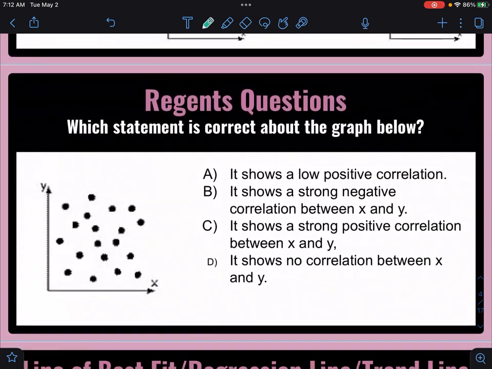Which statement about this graph shown below is true? Well, I don't see them going up or down. It kind of looks everywhere, which means there is no correlation.